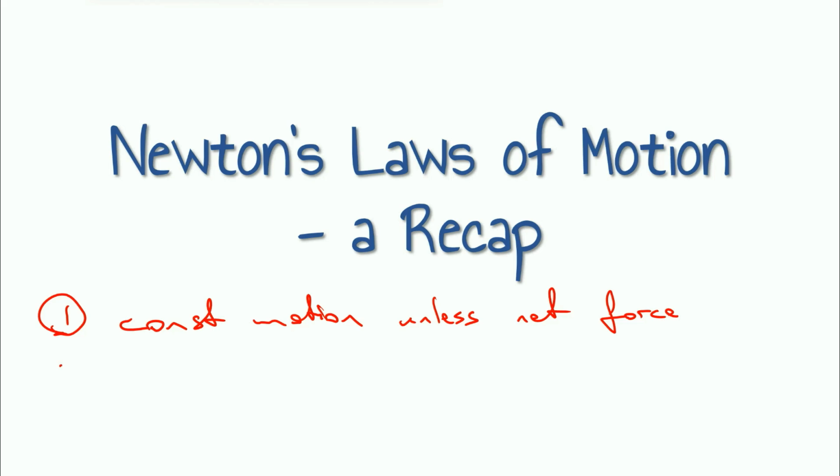Now the second law says, well, okay, what if we did have that net force acting? Well, without the net force, we've got constant motion. So with some sort of net or resultant force, our motion is not going to be constant. And motion that is not constant is called acceleration. So if we have a force acting on a mass, that mass is going to accelerate. F equals ma. Newton's second law of motion is often just sort of summed up as F equals ma.